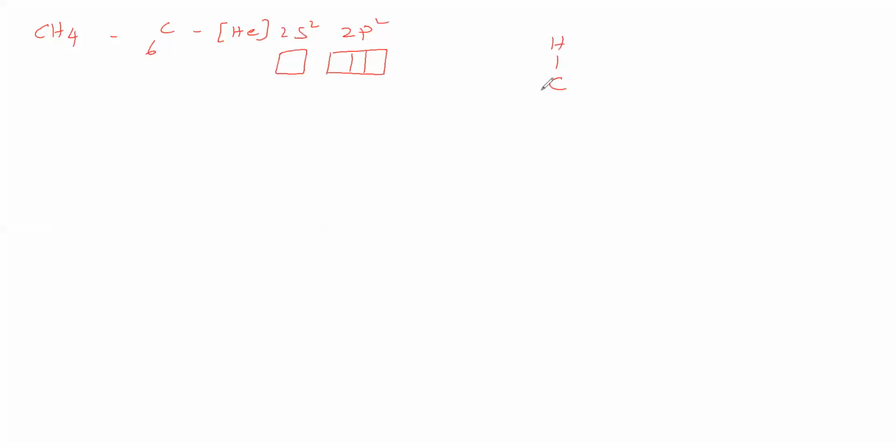Methane: one bond here, second bond, third bond, fourth bond. In methane, the central atom carbon has 4 sigma bonds like this. Therefore, from the valence shell of carbon, 4 atomic orbitals undergo intermixing. One atomic orbital is 2s and 3 atomic orbitals of 2p. So one 2s orbital and three 2p orbitals undergo intermixing.